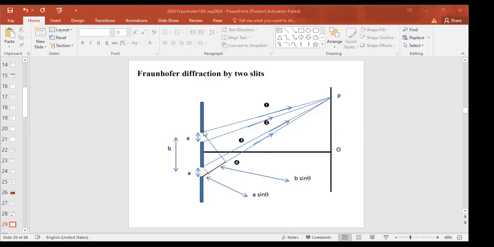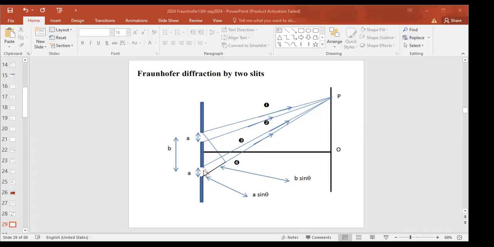We have a screen here, and now we have to consider four waves. One is from the first single slit, 1 and 2, and the second one is 3 and 4. Finally, we are going to consider 1 and 4 rays, 4 waves, right? For example, if you consider 1 and 4 waves, or rays, then the path difference between these 1 and 4 is this distance, right? So that means here it is B, and the angle is theta. So that means B sine theta, right? So this is the B sine theta.